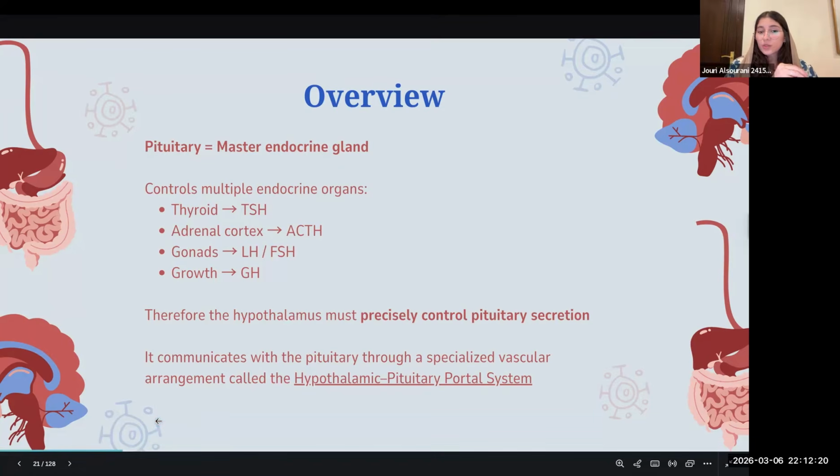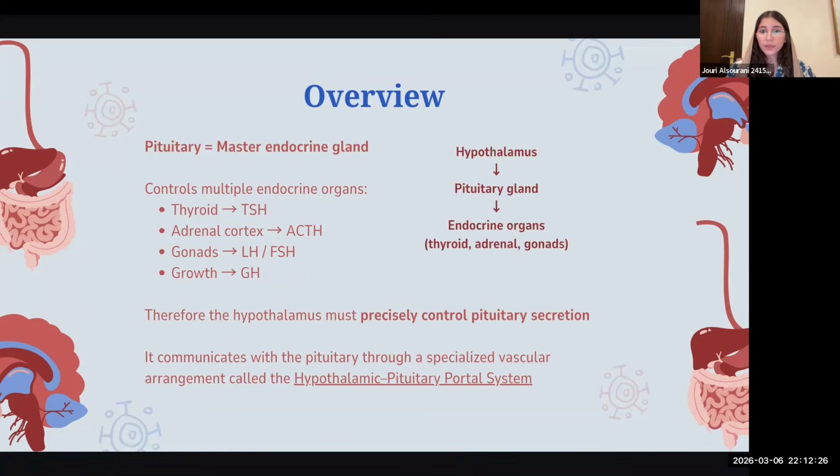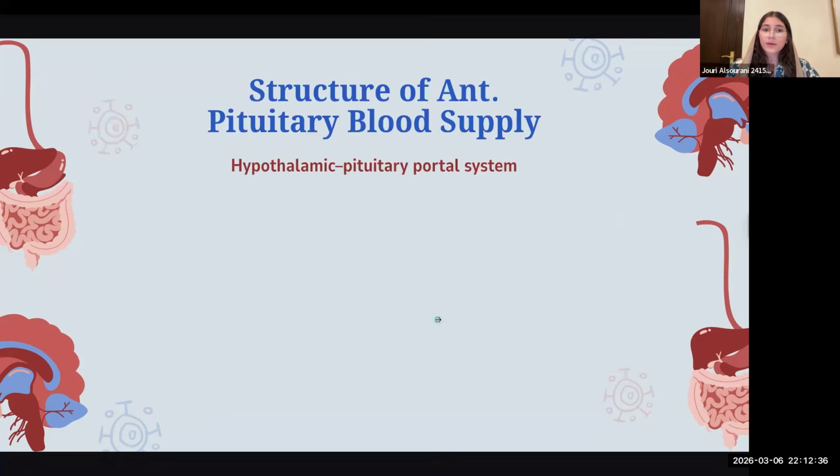The communication between the hypothalamus and the pituitary gland is called the hypothalamic pituitary portal system. Okay, so it goes like this. We have the hypothalamus releasing hormones, which act on the pituitary gland to release hormones, and then it goes and acts on different endocrine organs.